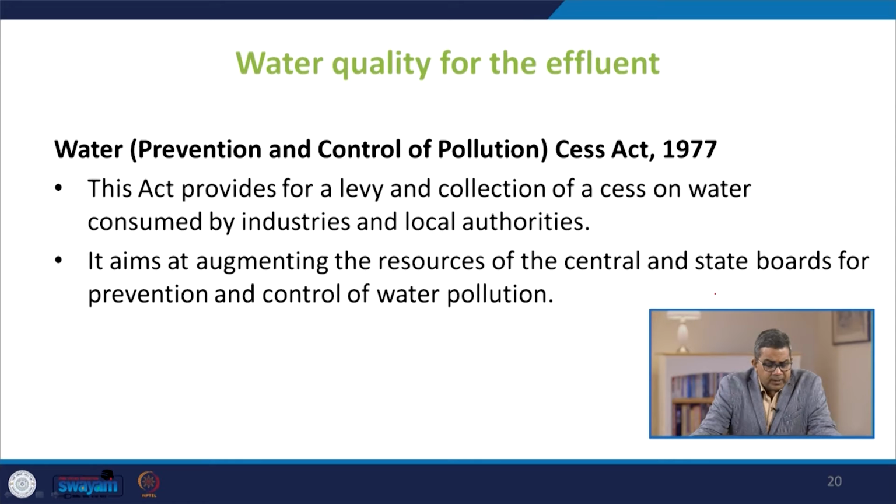Then another act, that is the Water Prevention and Control of Pollution Cess Act of 1977. Now this act provides for levy and collection of cess on water consumed by industries and local authorities, and this was basically introduced to check water depletion or lowering of the water table. So it aims at augmenting the resources of the central and state boards for prevention and control of water pollution.